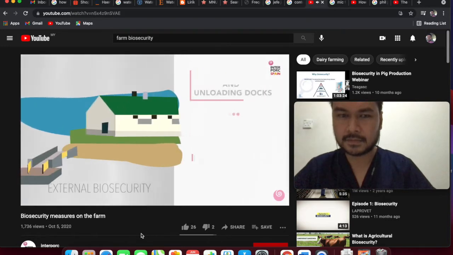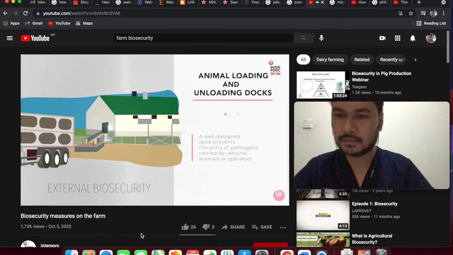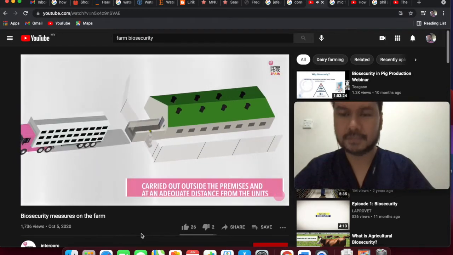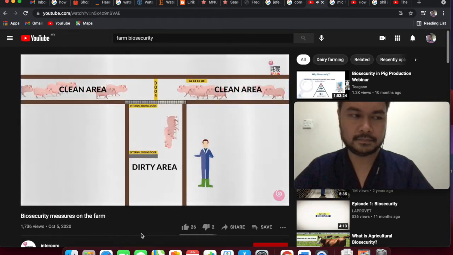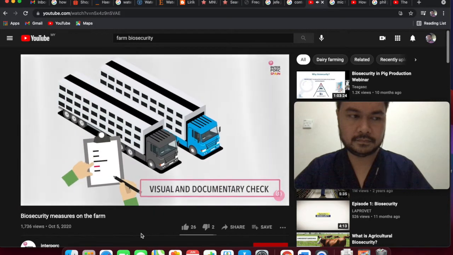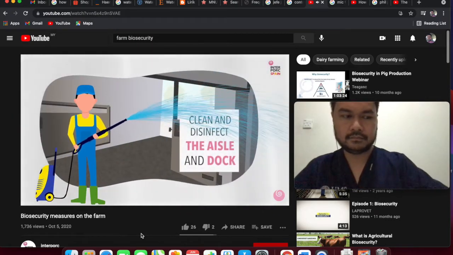Animal loading and unloading docks. To minimize the risk of contamination, it is important that loading and unloading operations are carried out outside the premises and at an adequate distance from the units. Define a physical barrier that separates the clean area from the dirty area. Check that the vehicle is clean and disinfected, and clean and disinfect the aisle and dock once the operation is completed.